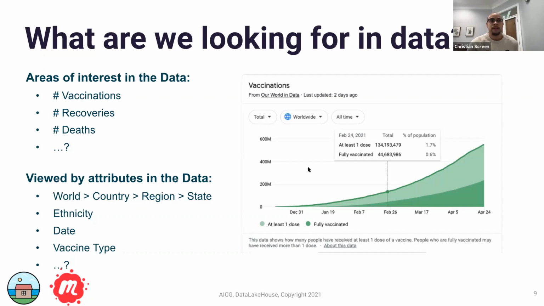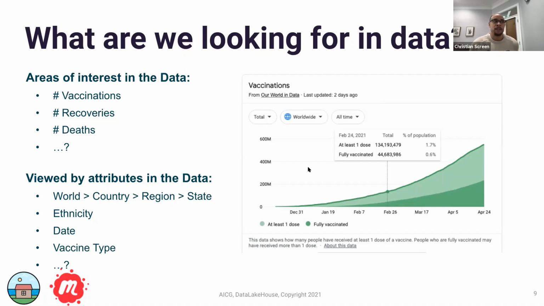What are we looking for in the data? Well, I think some of the common points when we're looking at COVID-19 are things like vaccinations, the number of vaccinations, other things like number of recoveries, number of deaths, kind of like we showed before. But there's probably a myriad of other things that we could be looking at as far as getting metrics out of the data. Those are the most common ones that we tend to find when we look in the media, of course.